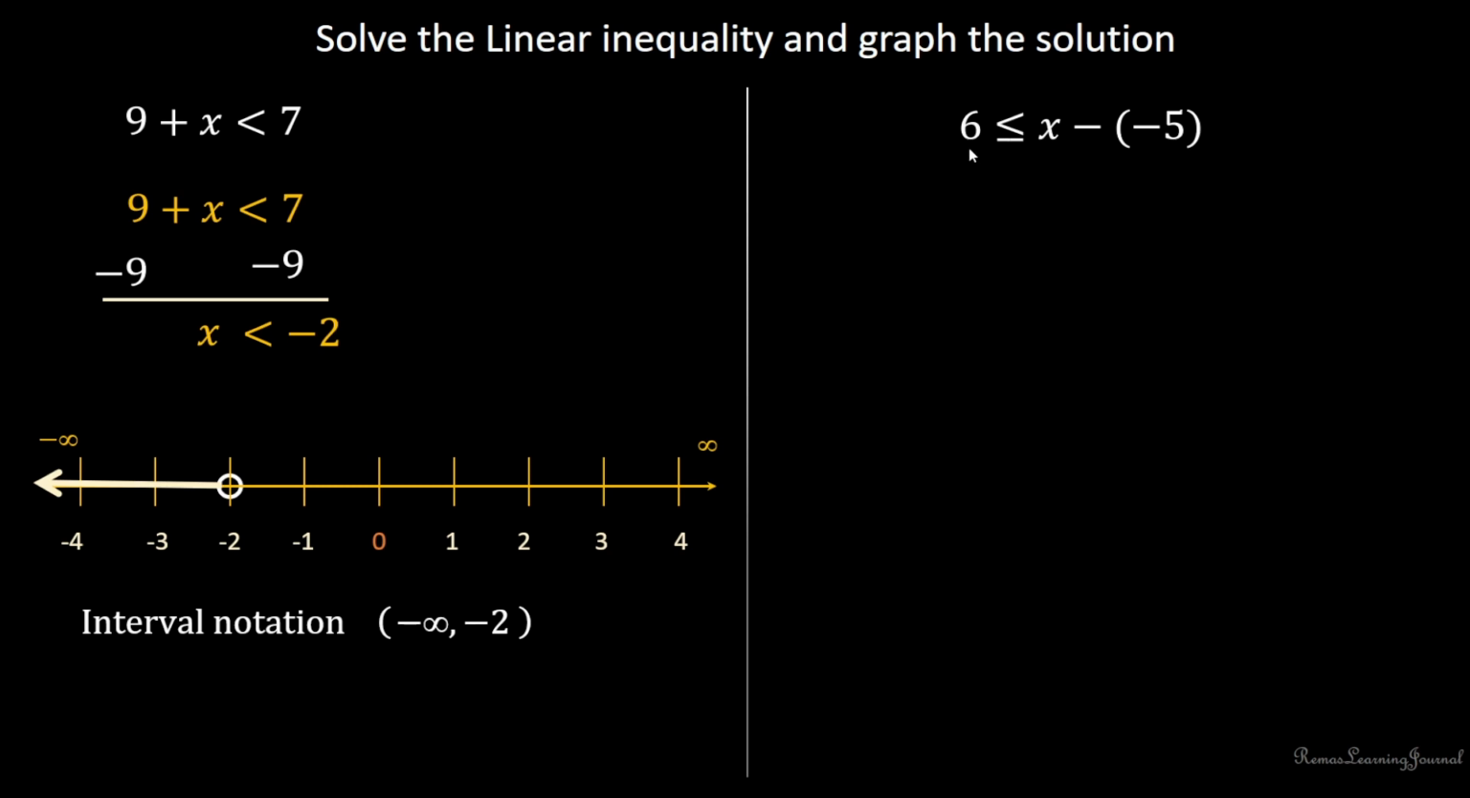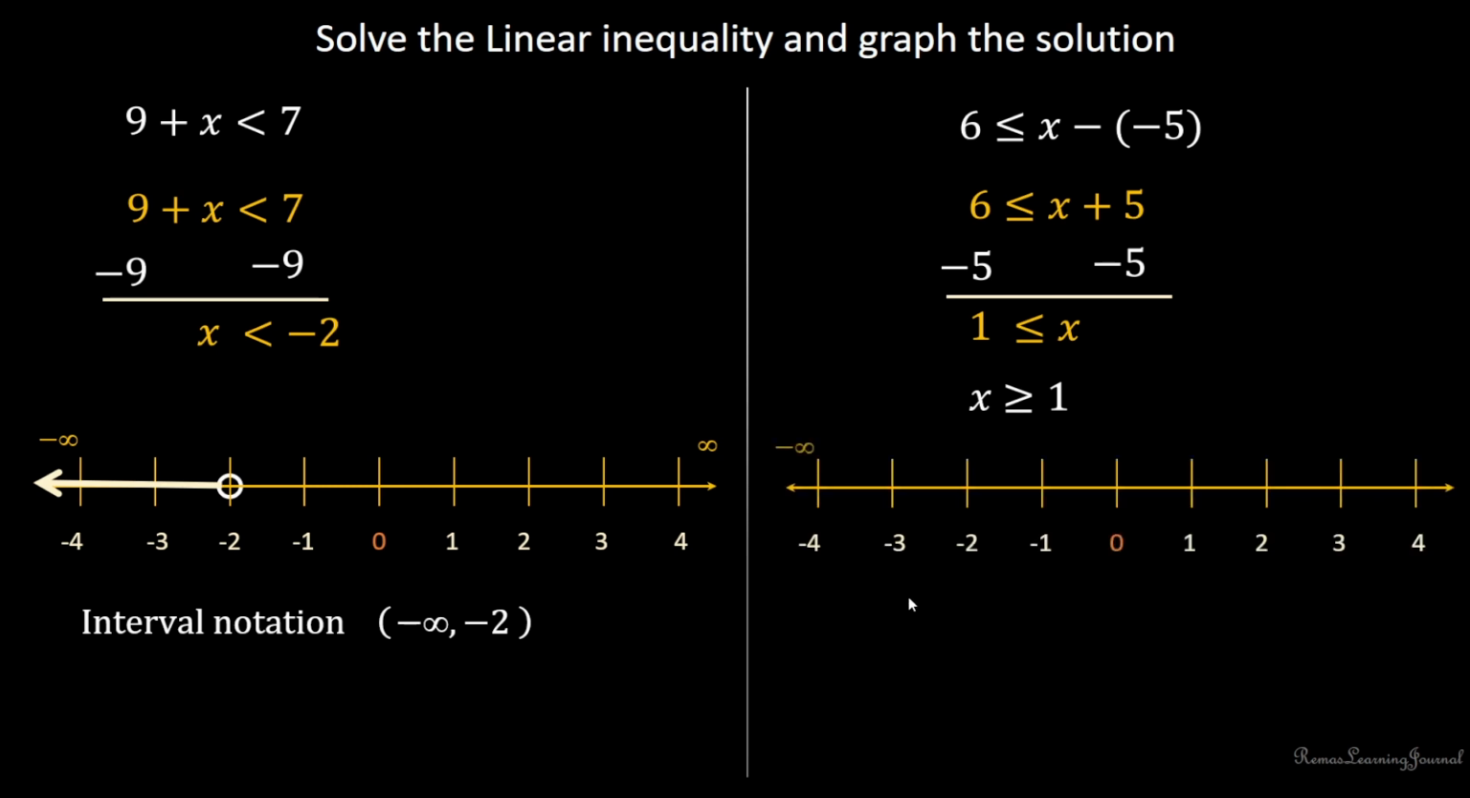Let's solve this inequality: 6 less than or equal to x minus minus 5. First, let's rewrite this inequality as 6 less than or equal to x plus 5 because minus 5 becomes positive 5. Now let's solve it by eliminating 5 from the right hand side of this inequality. For that, let's subtract 5 from both sides of the inequality and that will give us 1 less than or equal to x. We can rewrite this as x greater than or equal to 1.